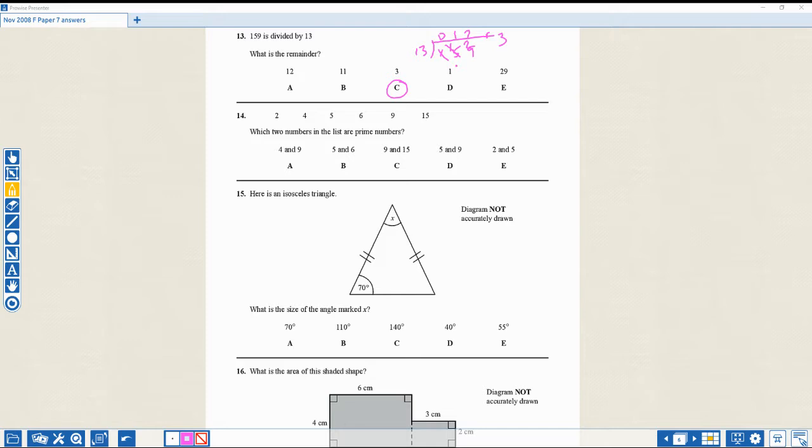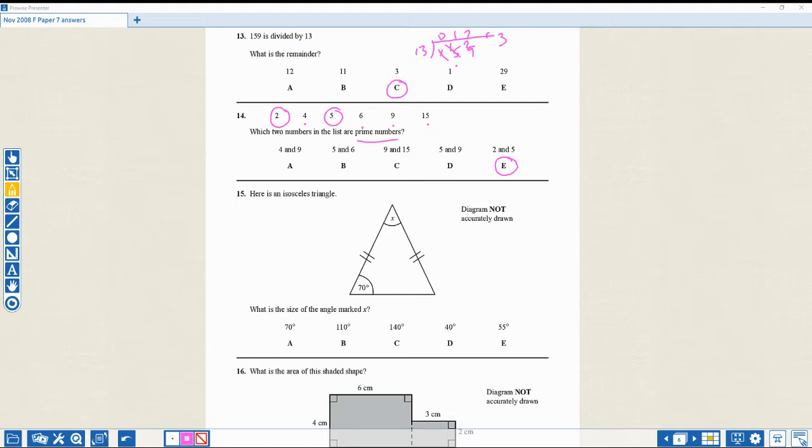Question 14. Which two numbers in the list are prime numbers? A prime number is only divisible by itself and 1. 1 is not a prime number, but 2 is. 2 is the only even prime number. And 5 is also a prime number. All of these other numbers, you can divide by something else. So 15 is divisible by 5, 9 is divisible by 3, 6 is divisible by 2, 4 is divisible by 2, and so on. So the answer there is 2 and 5, which is E.